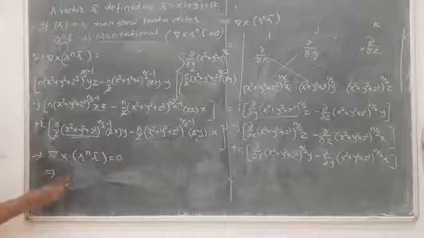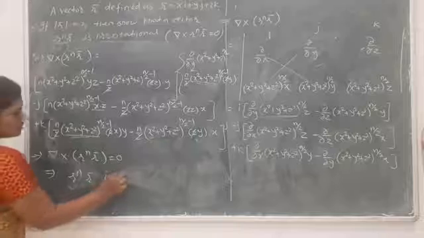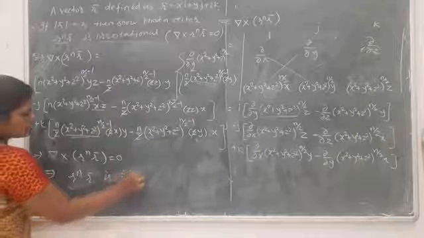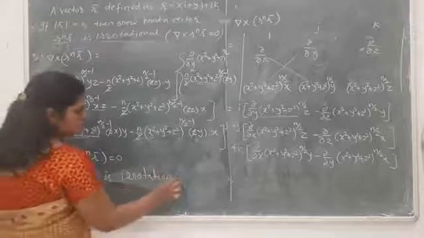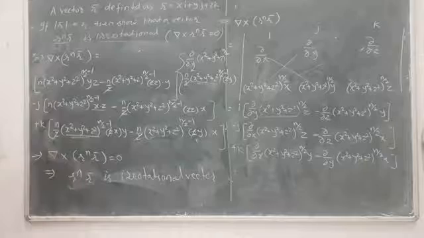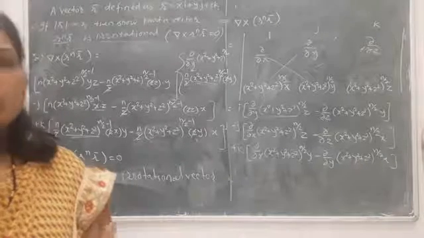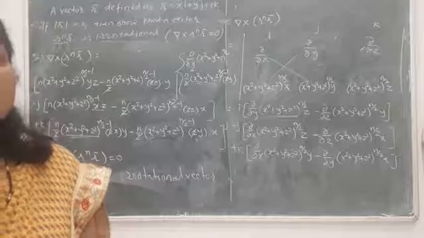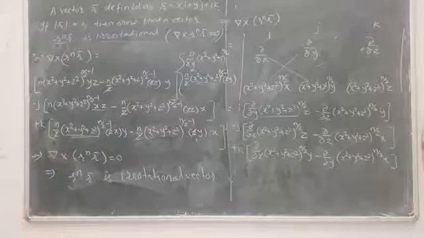So that implies r raised to n into r bar is nothing but an irrotational vector, as its curl of that vector should be equal to 0. So in this way we can prove that if the curl of a vector, del cross of that vector, is equal to 0, then it is an irrotational vector.